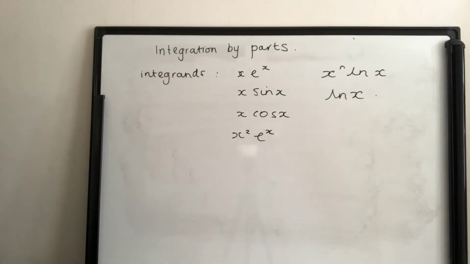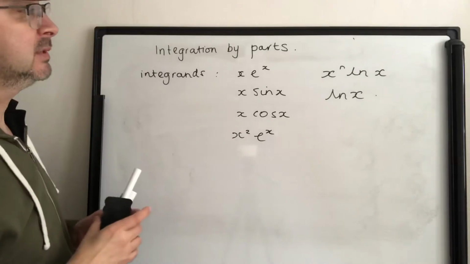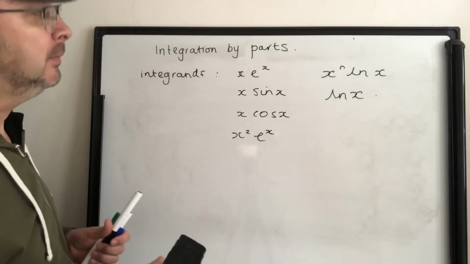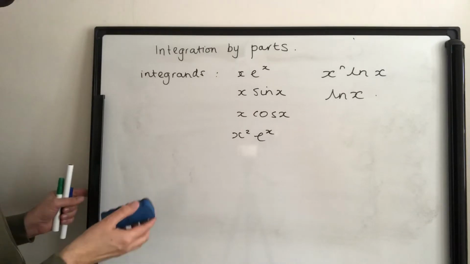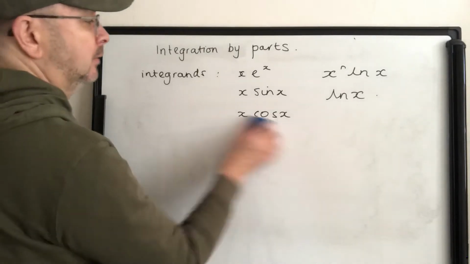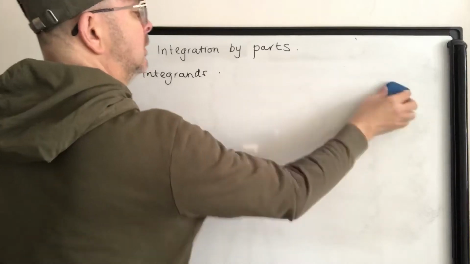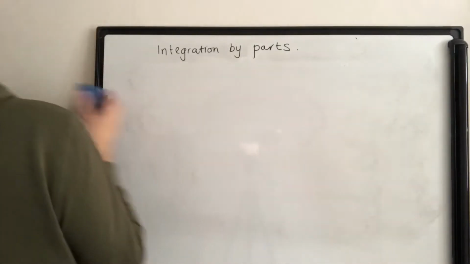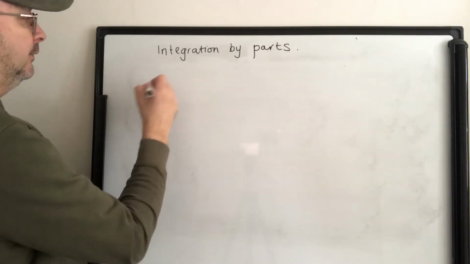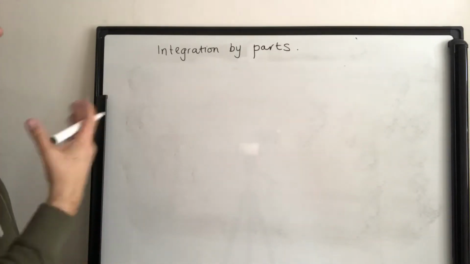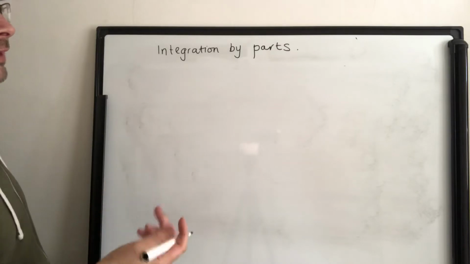So most of them are just some power of x times either e to the x of some form or a sine or cos function. So the formula is basically a rearrangement of the product rule.